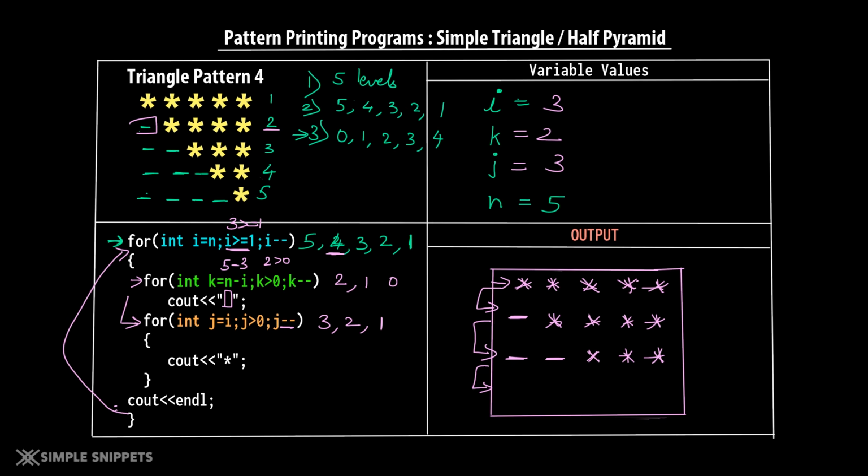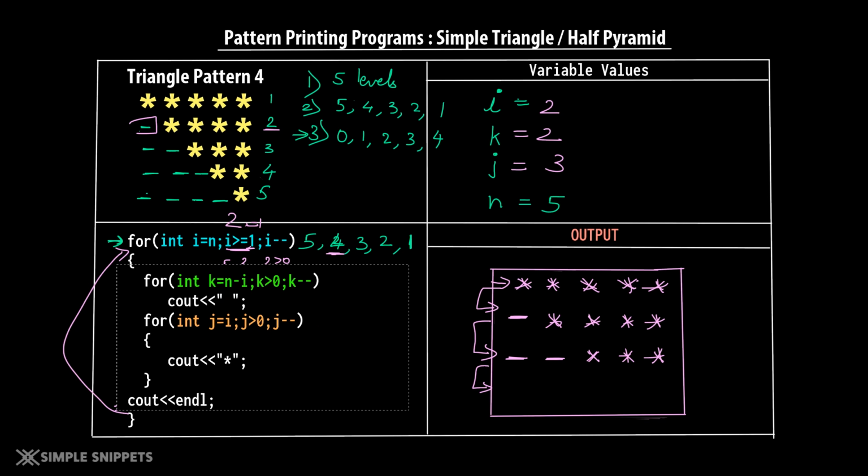i will become 2. 2 is still greater than 1, right? So again we will go inside the outer for loop. Then we will say int k equals n minus i. What is n? n is obviously 5. i has become 2, so k will become 3. So this for loop will go from 3 to 2 to 1, which means it will run for 3 times and 3 spaces will be printed. So let's print 3 spaces. When I say print, it will be just added onto the command prompt. Obviously you will not be able to see those, they are blank spaces basically.